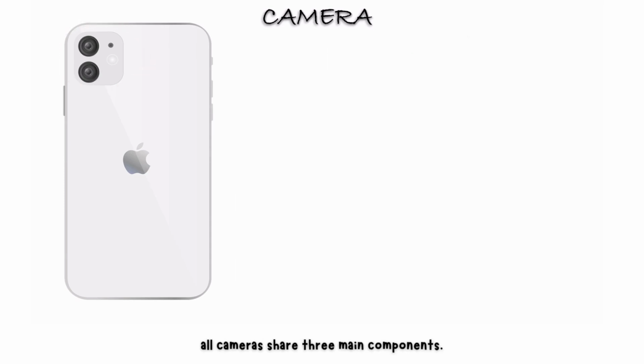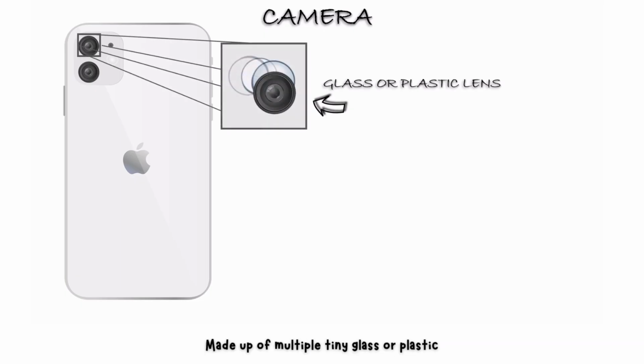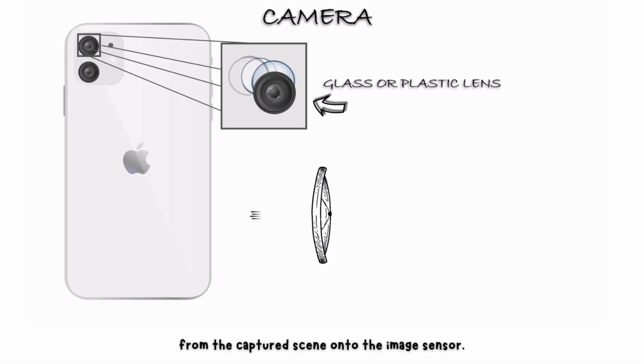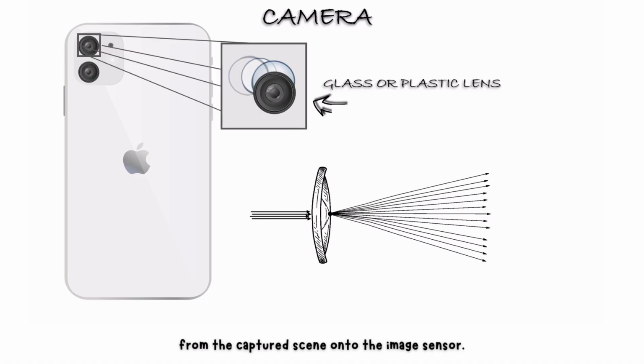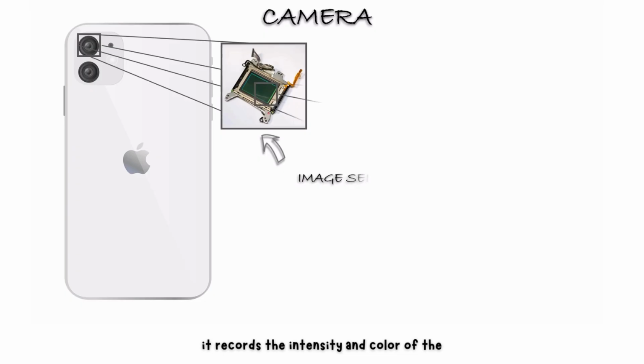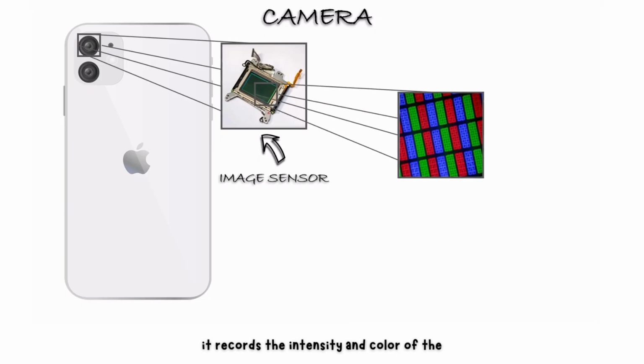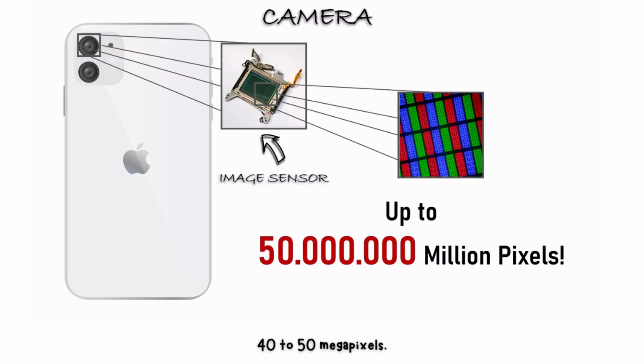Regardless of their specific use, all cameras share three main components. The lens. Made up of multiple tiny glass or plastic elements, its crucial role is to precisely focus the light from the captured scene onto the image sensor. The image sensor. Composed of millions of microscopic elements called pixels, it records the intensity and color of the incoming light. High-quality sensors for professional use can reach resolutions of 40 to 50 megapixels. That's up to 50 million pixels.